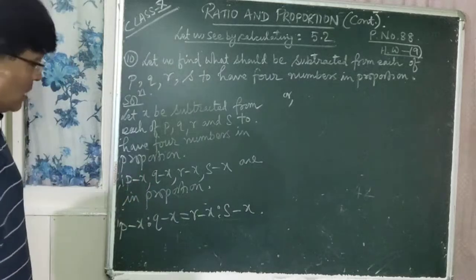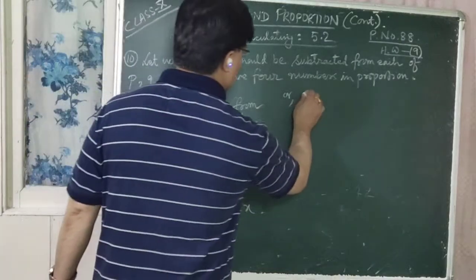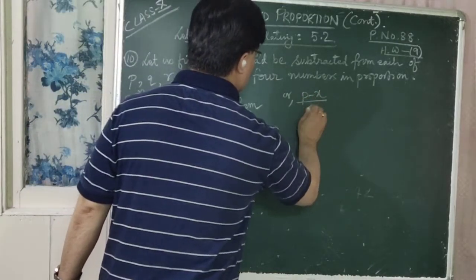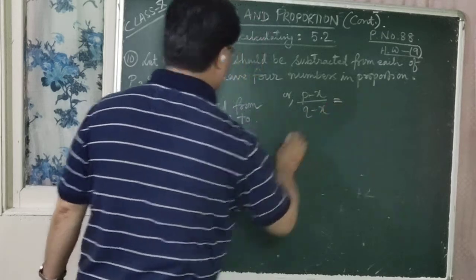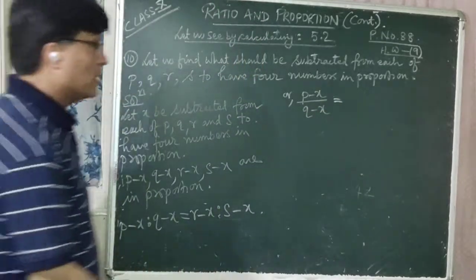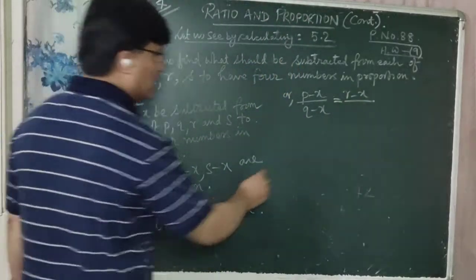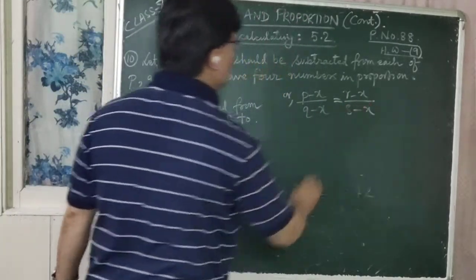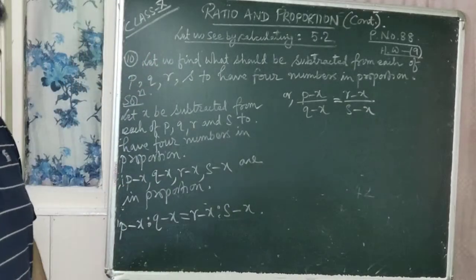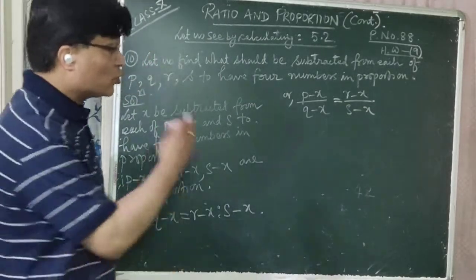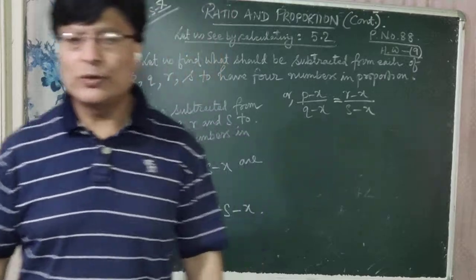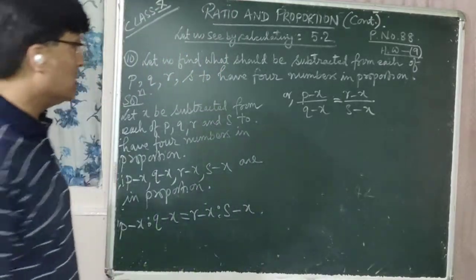Ratio means you can write it in terms of fraction. That is, P minus x divided by Q minus x is equal to R minus x divided by S minus x. So let us solve it to get the value for x. So we can do cross multiplication, isn't it?